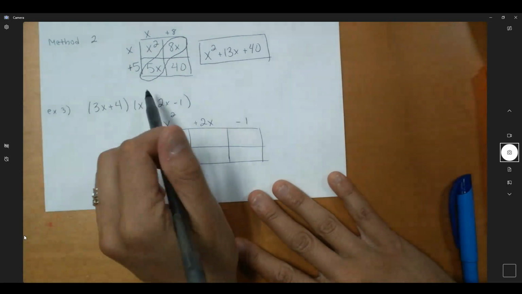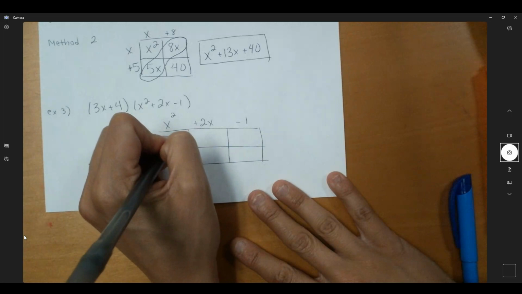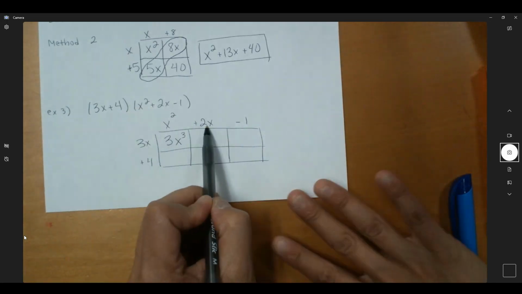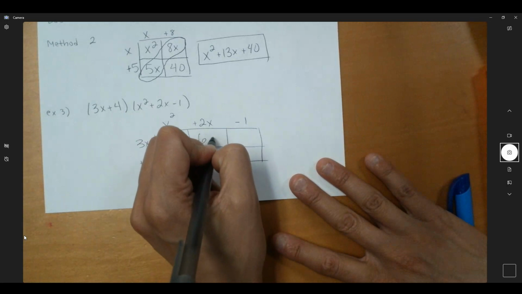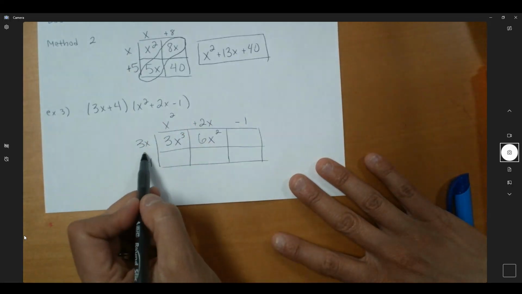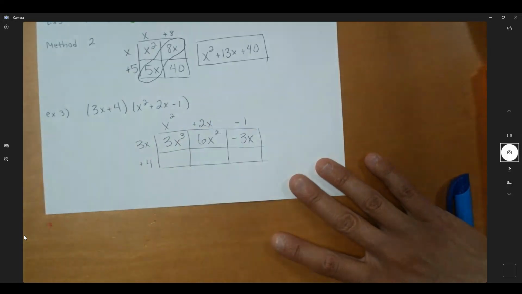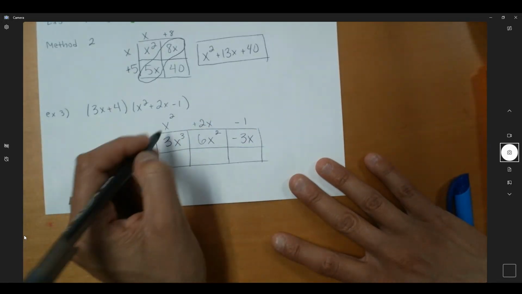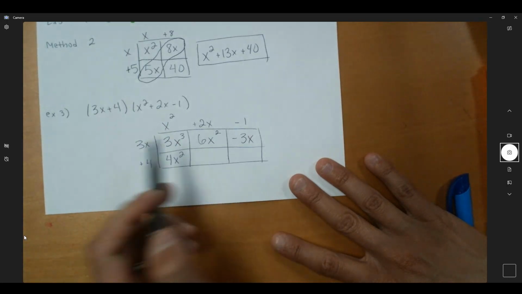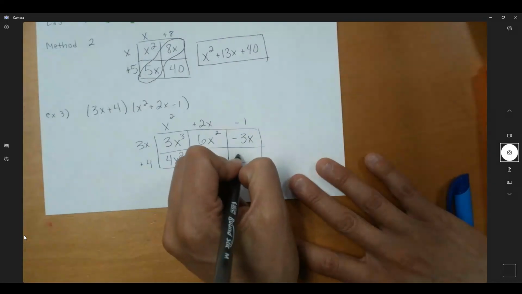Okay, so we're going to multiply like we did up here. 3x times x squared is 3x cubed because of 1 plus 2. Then 3x times 2x, that's going to be 6x squared because the x is 1 and 1. And then 3x times negative 1 is just going to be negative 3x. Here, now we're going to the 4. 4 times x squared is just 4x squared. And then 4 times 2x is 8x. And 4 times negative 1 is negative 4.